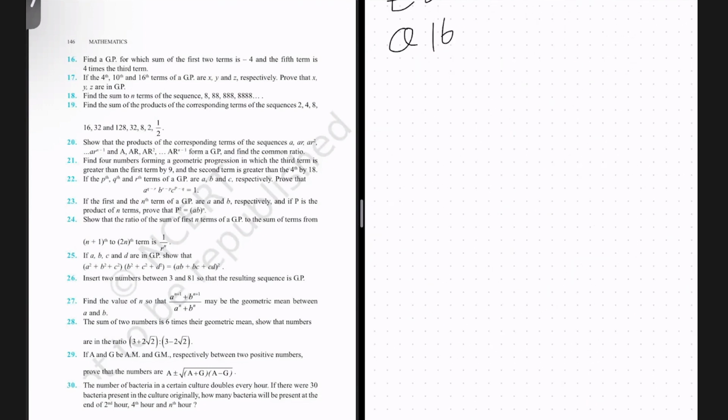For the 16th question, we have been given: find a GP for which the sum of the first two terms is -4, and the fifth term is 4 times the third term, right? So we have been given the sum of the first two terms as being equal to -4. So we have S of 2 equals -4, and we have the fifth term equals 4 times the third term. Correct. So that is what we have.